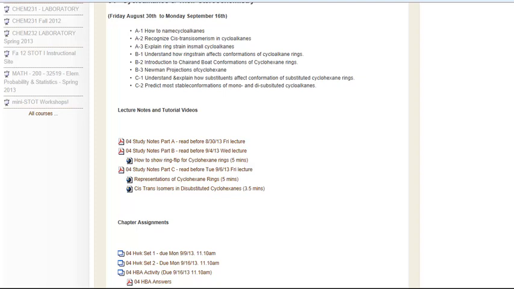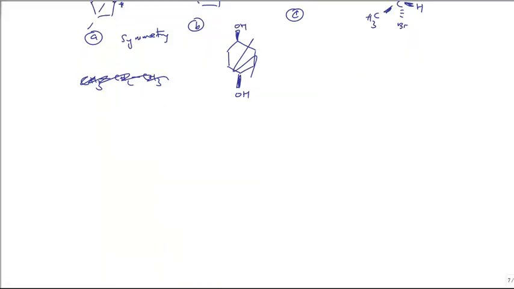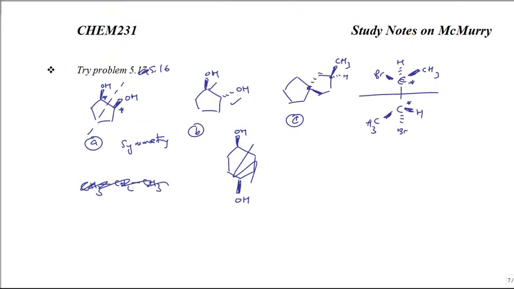Say that again. This one? B does have chiral centers. Lower one? This one? Why doesn't this have a chiral center? So on this one here, you've got an OH group, a hydrogen, and then the left side and the right side are exactly the same.